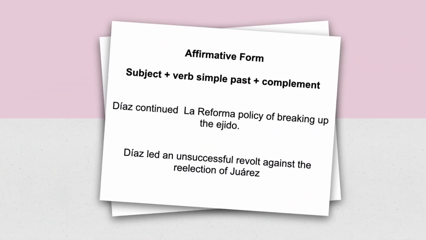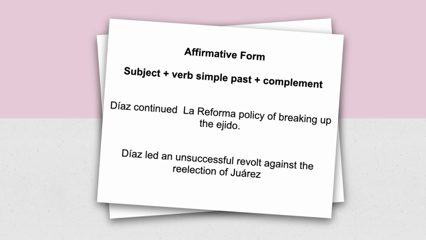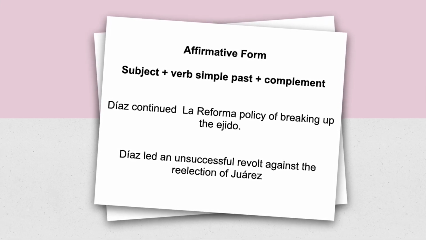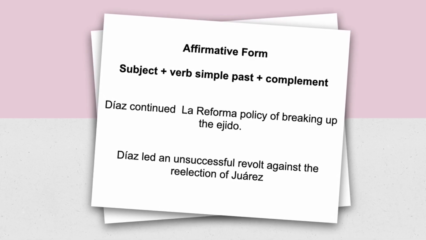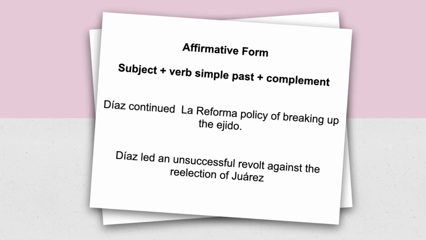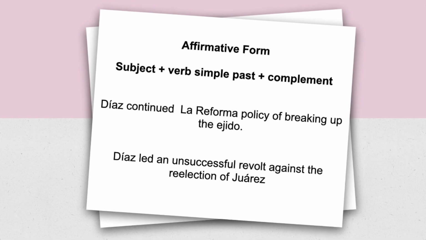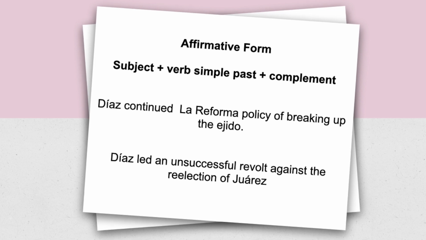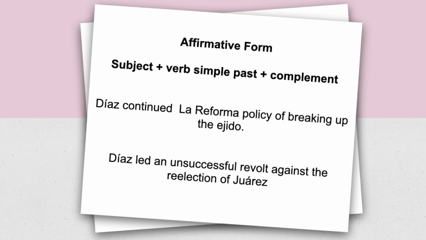The affirmative form in simple past is the subject plus a verb in simple past plus complement. You have here two examples. The first one is: Díaz continued la reforma policy of breaking up the ejido. This sentence has a regular verb, continue. The second sentence is a sentence with an irregular verb: Díaz led an unsuccessful revolt against the election of Juarez. So these two sentences are an example of affirmative form sentences using simple past.